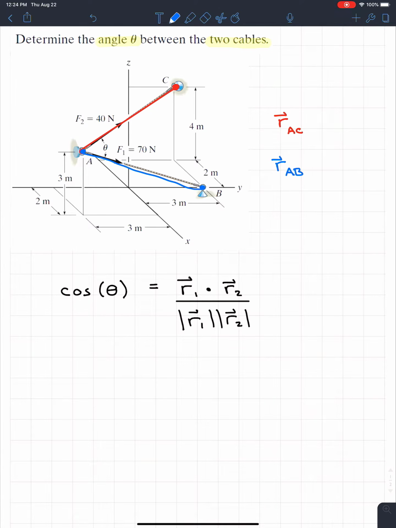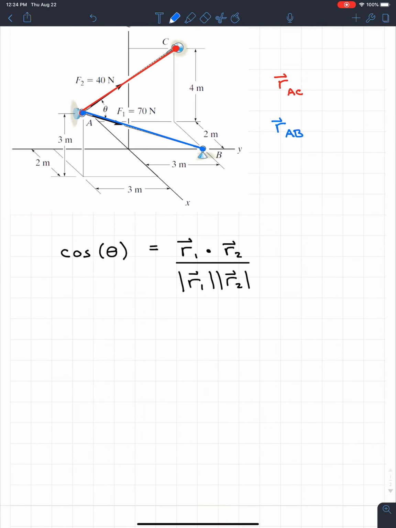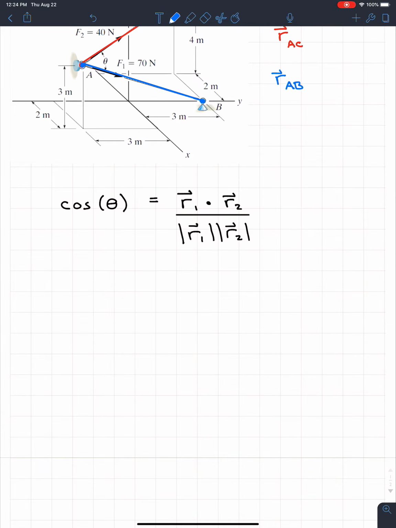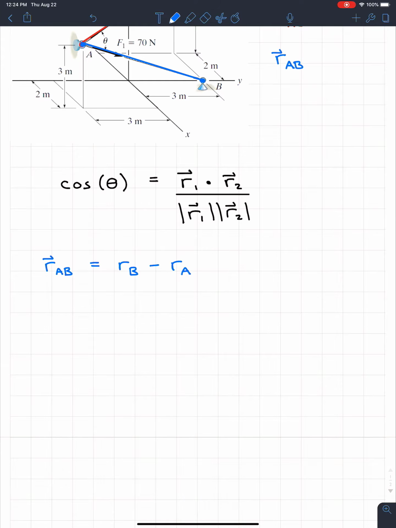Remember, all we have to do for this example is really just find those position vectors, and they're really simple to find. I'm going to go RAB first, just because B is before C, I guess. Not very sound logic there, but it works. If we want position vector RAB, the position vector that goes from point A to point B, we're going to take the coordinates at B minus the coordinates at A. So we're taking our final position and subtracting our initial position to find our relative movement between the two points.